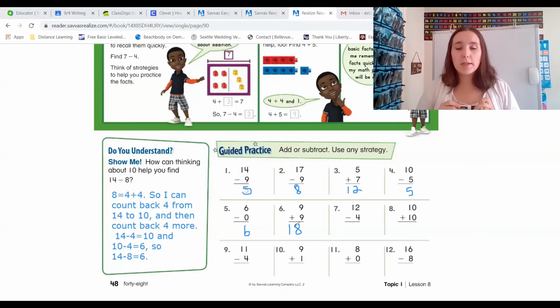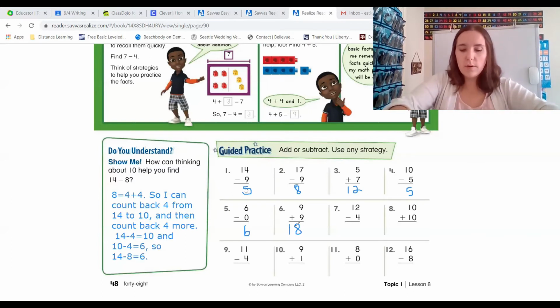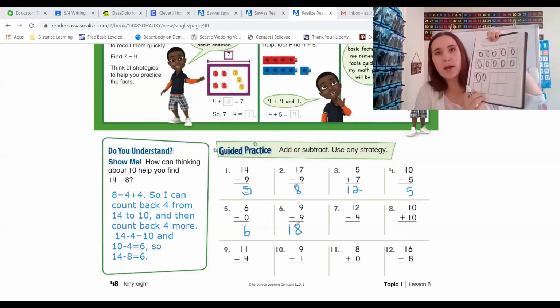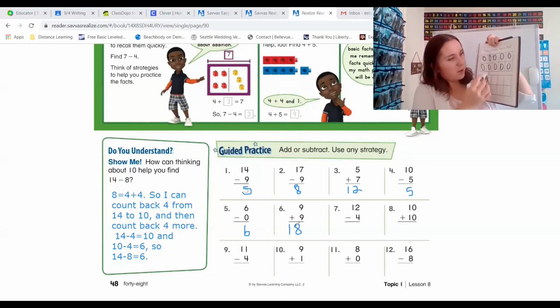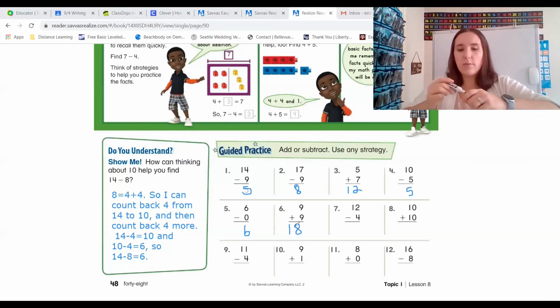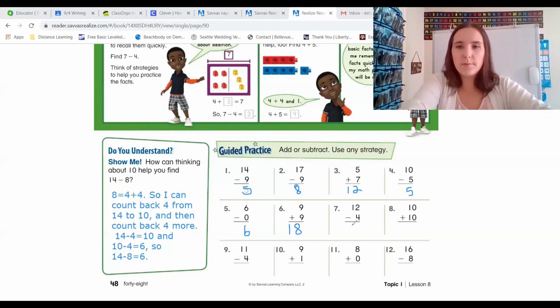Okay, let's look at number 7. It says 12 minus 4. So if I have 12 counters on my 10 frame, I'm going to cross off 4 of them and see how many I have left. 1, 2, 3, 4. Okay, let's see. I have 5, 6, 7, 8. I have 8 left. So 12 minus 4 equals 8.